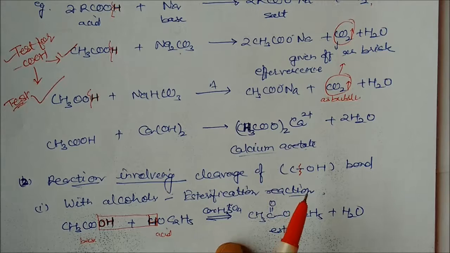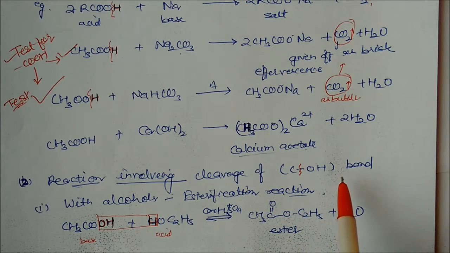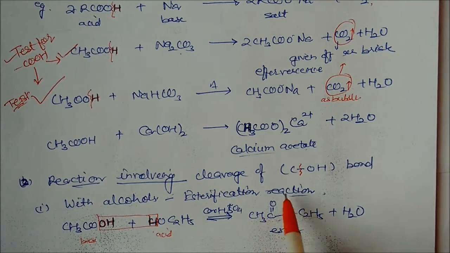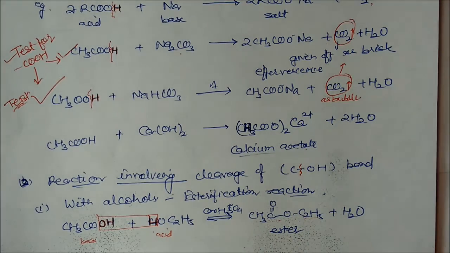Now the next reaction, reaction involving cleavage of the C-OH bond. Here I am taking ethanol, which we have seen previously. If acetic acid reacts with ethanol in concentrated H2SO4, this is a reversible reaction in which one H from the ethanol and one OH from the acetic acid are converted to water, and these two reactants become one product, called an ester. This is ethyl acetate. This is ethyl, and this is acetate: ethyl acetate. You know esters give a pleasant smell, very good smells.